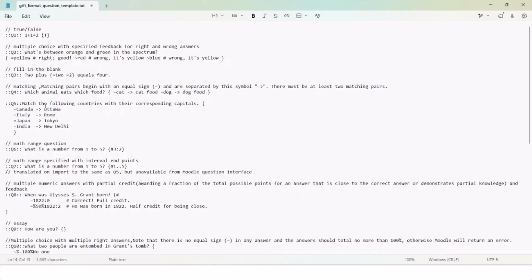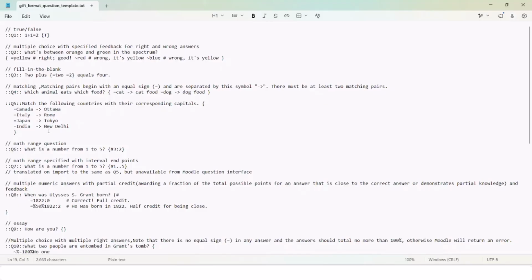Here is another example of a matching question. This is the question title, then the question text itself: match the following countries with their corresponding capitals. So equals Canada matches to Ottawa, equals Italy matches to Rome, equals Japan matches to Tokyo, equals India matches to New Delhi. Notice that the answers are within the curly brackets. Please take note of that. Anytime you want to indicate the correct answers, always put them in the curly brackets.